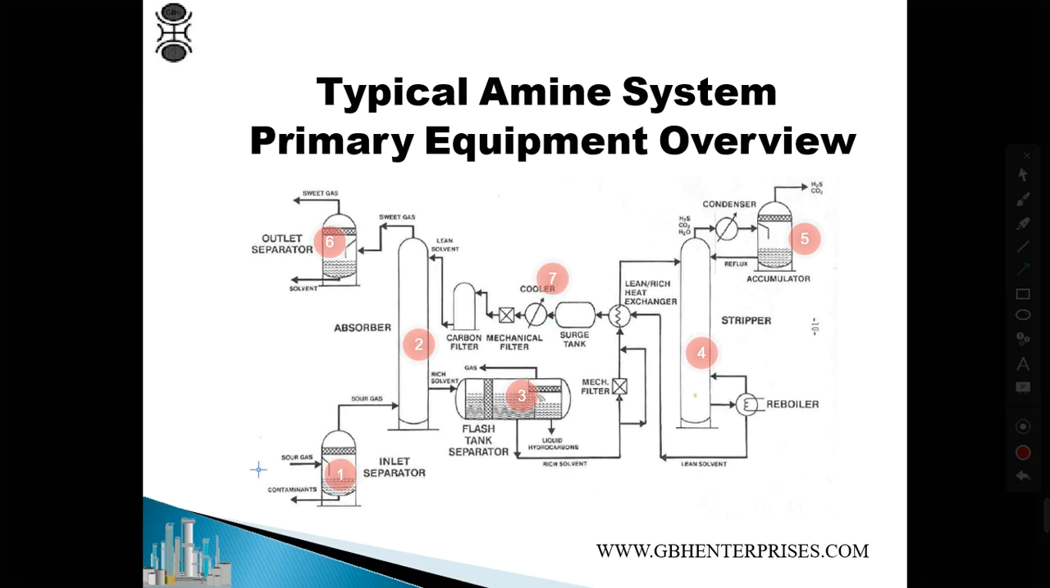The first one is the sour gas. The gas which has the H2S and CO2 goes into the inlet separator. The purpose of the inlet separator is that if there is any free water or any contaminant solids, they are removed in this case. Then the sour gas enters here and goes in an upward direction, but the lean solvent goes in a downward direction.